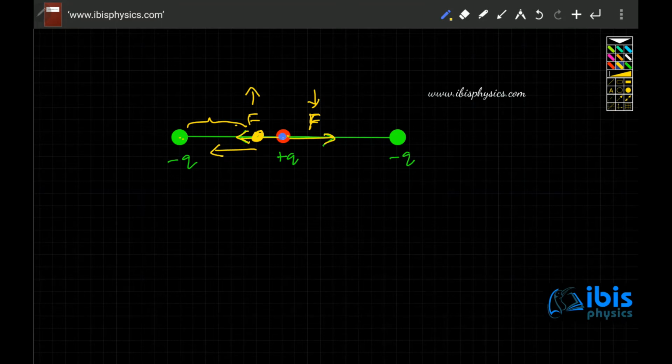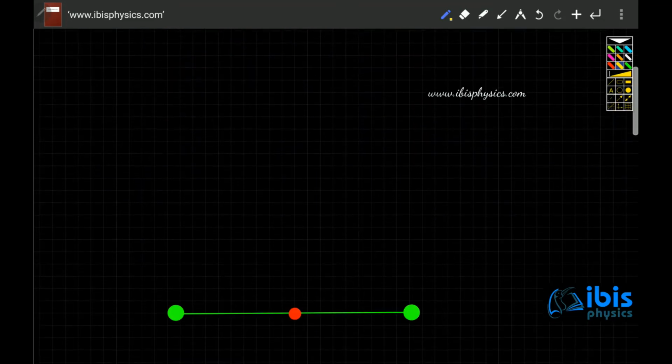On the other hand, if you try to move the charge slightly to the right, this force of attraction will decrease, the other force of attraction will increase, and the charge will try to move this way. Hence, moving either to the left or right is not the correct option for us, because it will upset the equilibrium, or it will upset the stability. Then the charge will begin to move either to the left or to the right.